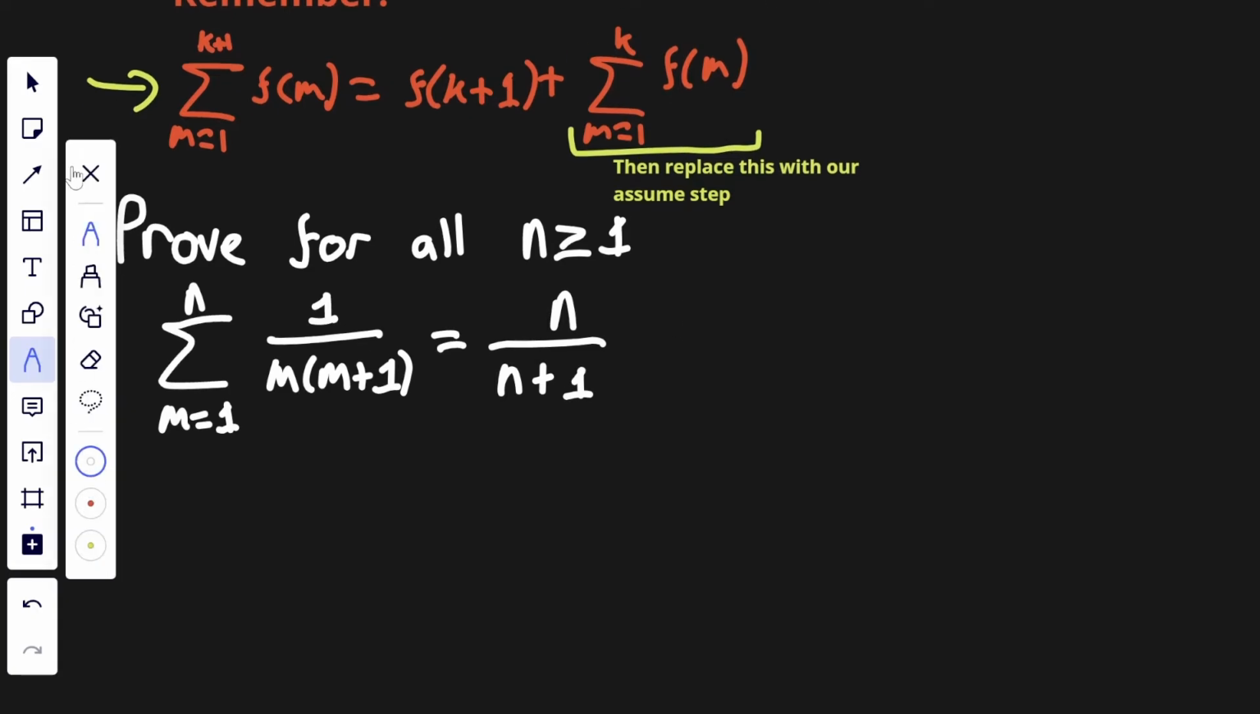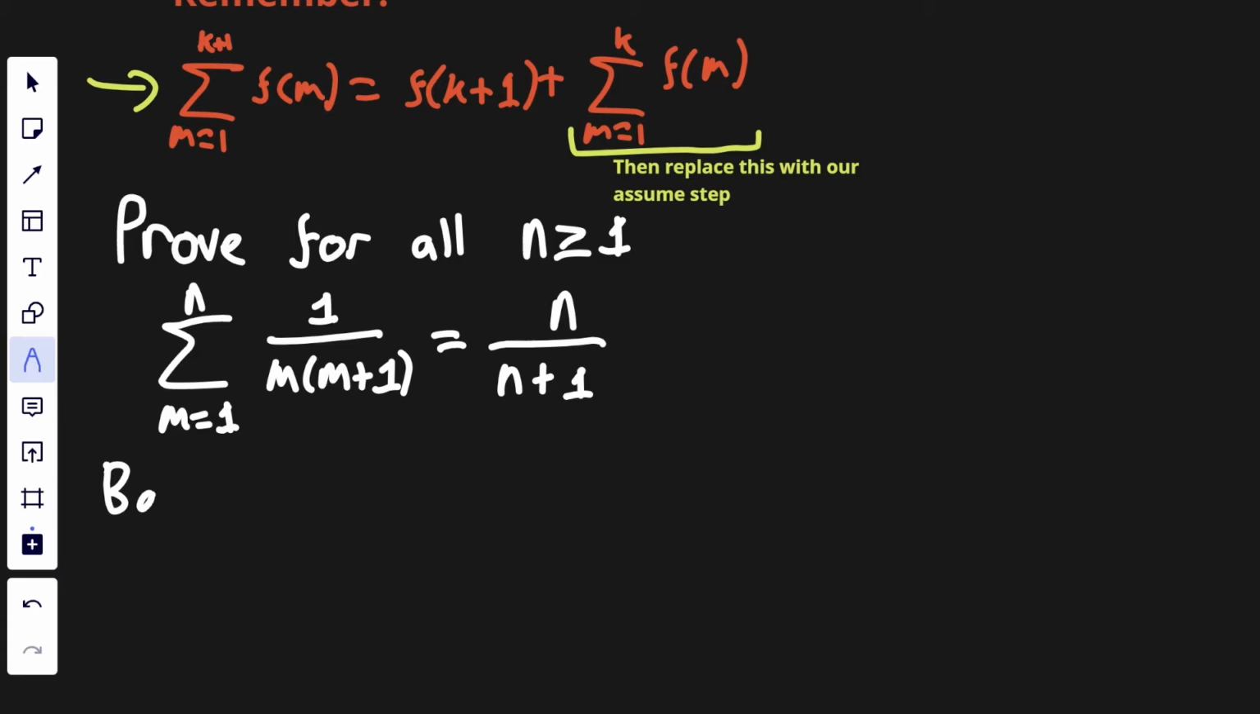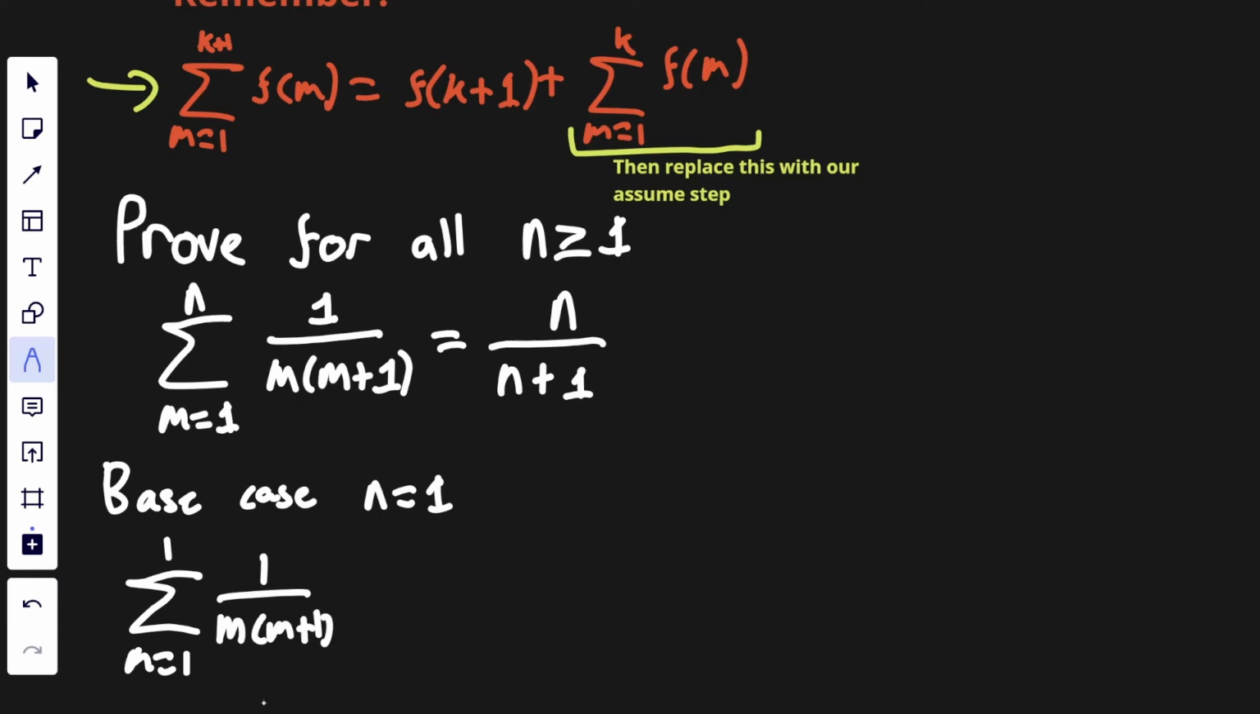So first of all, let's have a look at our base case. n equals 1. So we're dealing with the sum from m equals 1 to 1 of 1 over m times m plus 1. Well, the only term in our sum is 1, so we just put the 1th term, replacing m with 1, which is just a half.